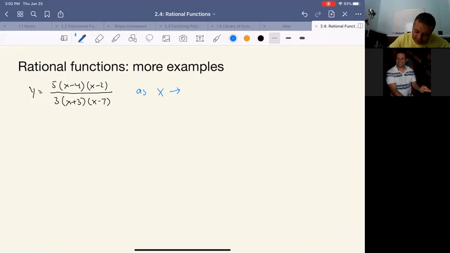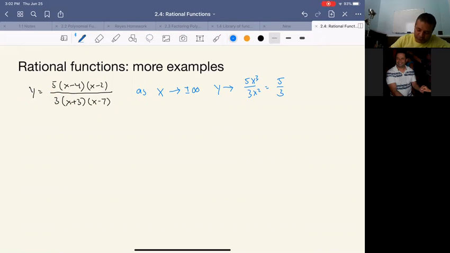As x goes to plus or minus infinity, the dominant terms are going to be 5x squared, the leading terms on the numerator, divided by the leading terms on the denominator, which is 3x squared. Here we do cancel this, because we're just talking about what's going on as x goes to infinity. Okay, and now we can go ahead and do a straightforward sign chart.